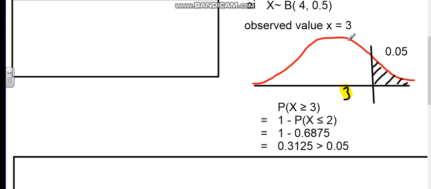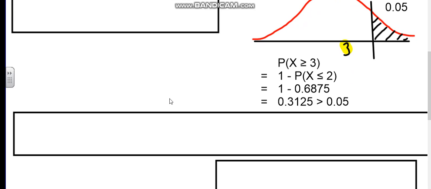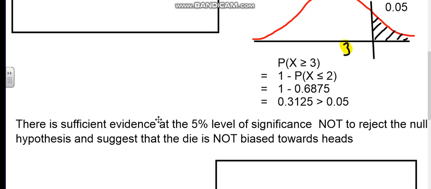Okay, so remember this was our acceptance region here. So the statement we need to write is that there is sufficient evidence at the 5% level of significance not to reject the null hypothesis. If you put accept, that's okay, but not reject is what we're really doing, okay? And suggest that the die is not biased towards heads, okay?